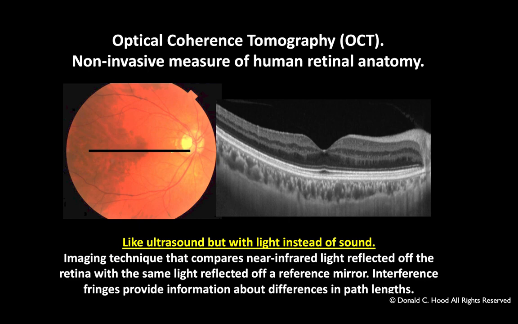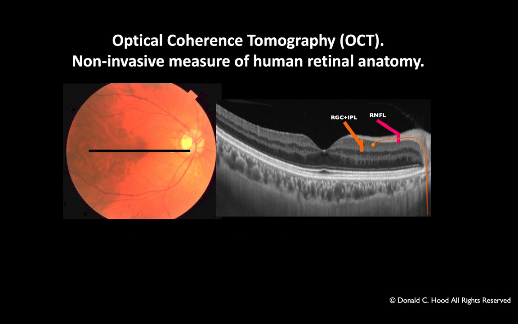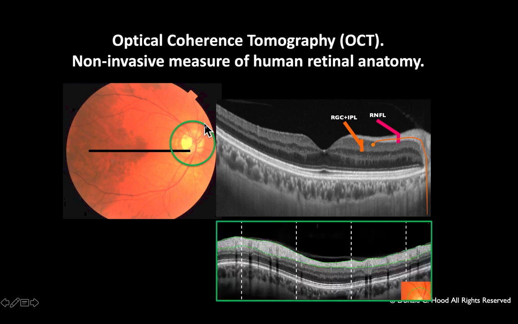All right, so you're seeing about that much of the back of the eye here. Just to draw this, if this were a ganglion cell here, that would be its axon. That's the retinal ganglion cell plus inner plexiform layer. That's the retinal nerve fiber layer, made up of the axons. Now, typically, you'll be looking at a circle scan or a derived circle scan. I'll say more about that in a moment.